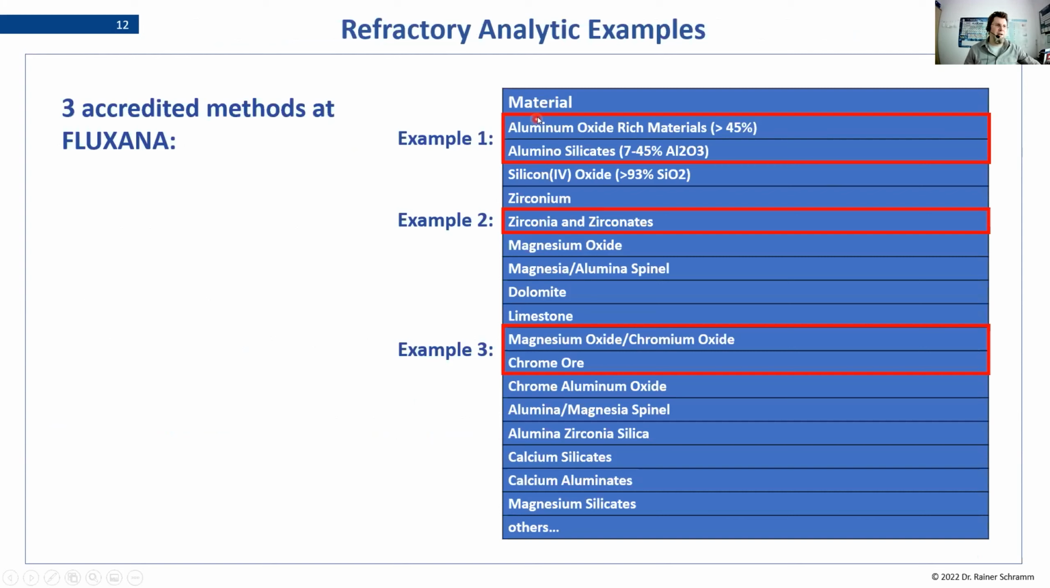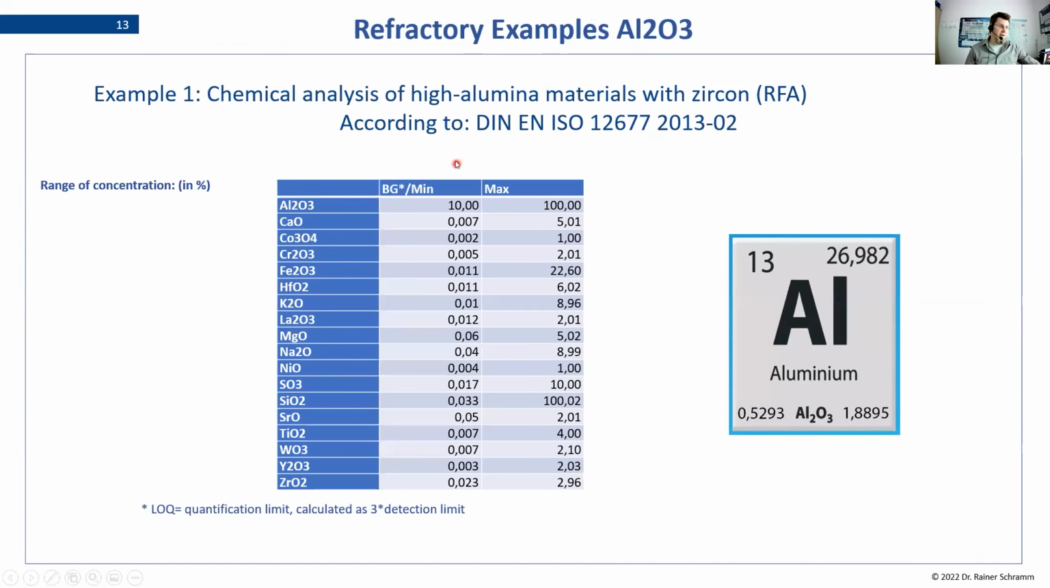We'll be looking a bit into our examples here, and as I mentioned before, we can combine similar materials. So example 1 is the first one here. It's alumina-rich materials and aluminosilicates, and that's the actual name of our application, but I think more interesting is what ranges we are covering. I'll leave this on the screen so you can pause it later when you watch the video.